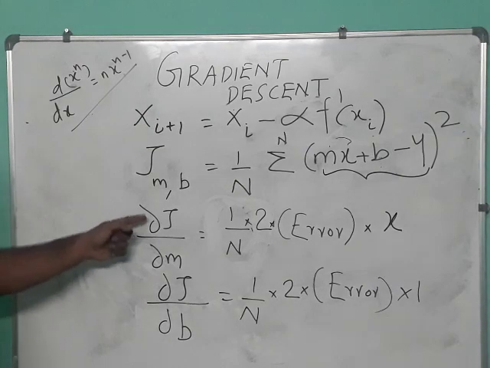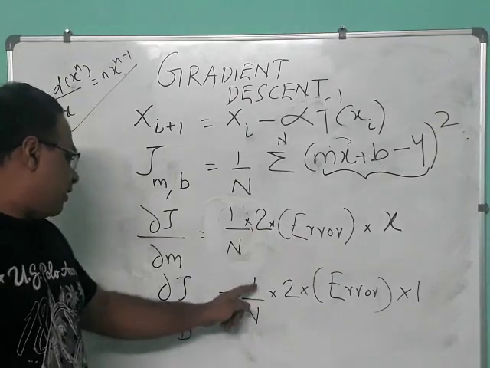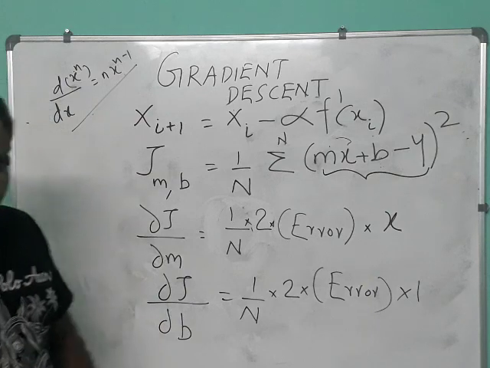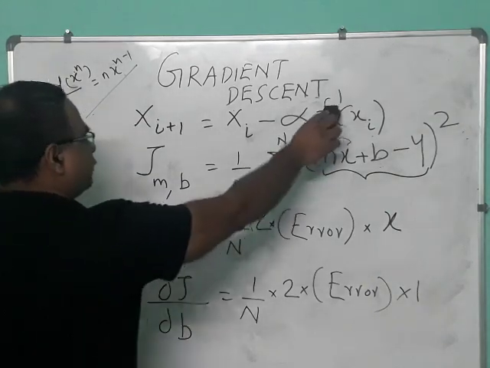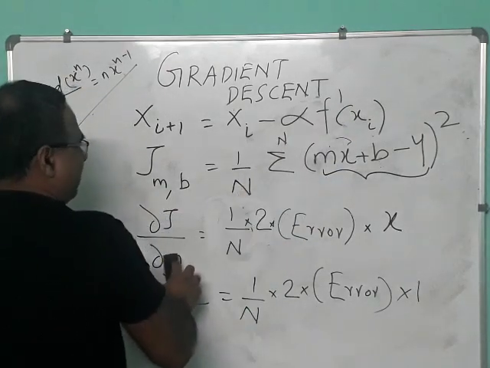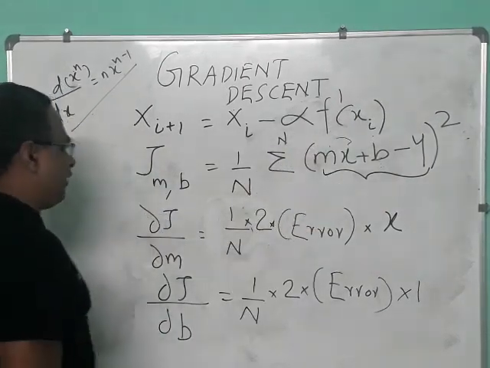So you got dou J by dou m as 1 by n, 2 into error into x, and dou J by dou b as 1 by n, 2 into error into 1. Again, since we are substituting for f dash x only here, this dou J by dou m and dou J by dou b are the partial derivatives.